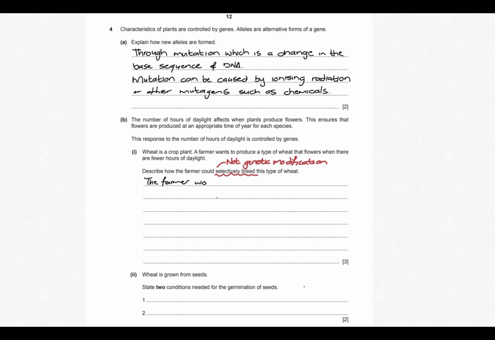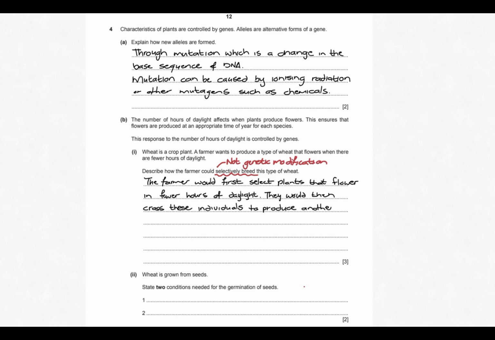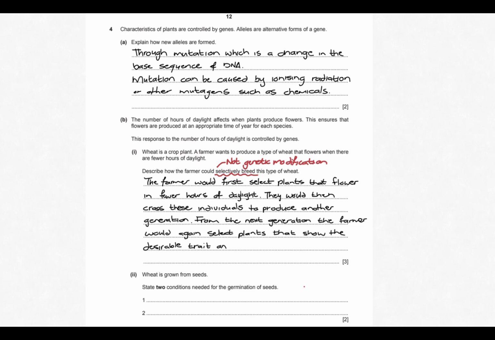So we can answer this question by saying that the farmer would first select plants that flower in fewer hours of daylight. They would then cross these individuals to produce another generation. From the next generation, the farmer would again select plants that show the desirable trait and repeat the process for many generations. It's very important to say that you'll repeat it for many generations, otherwise it would not be effective.